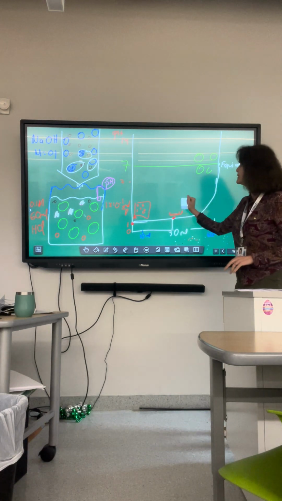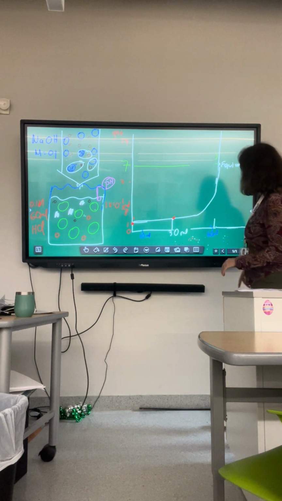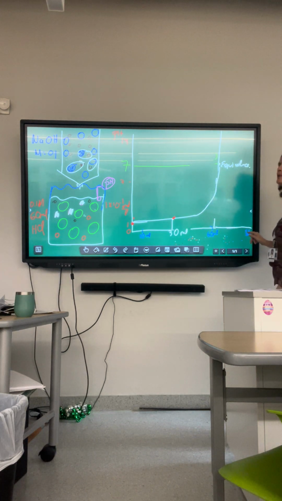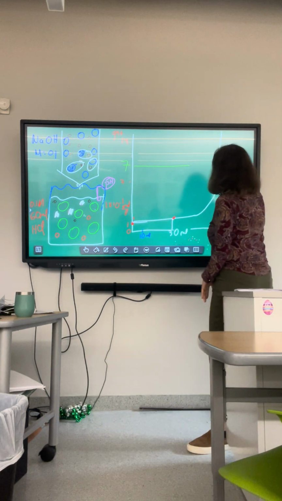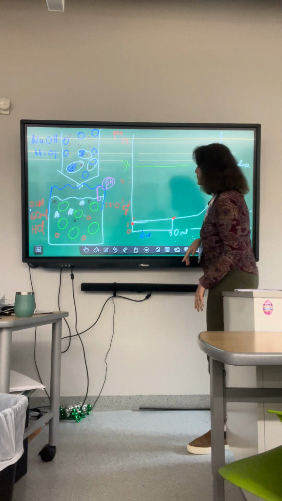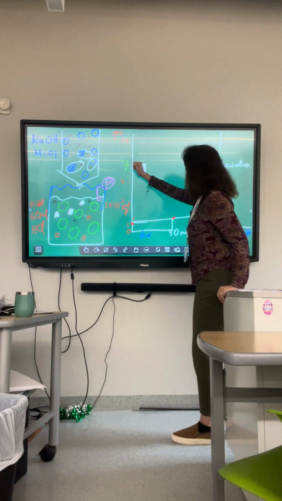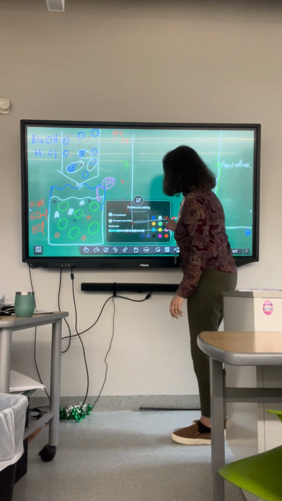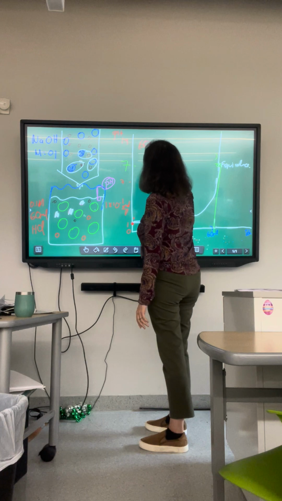Now, let's see how much we actually understood. Now I'm going to add 80 milliliters. We were at 60 here, so I'm going to add another 80 milliliters of the base. So what do I have of the acid? We started with 60 milliliters.